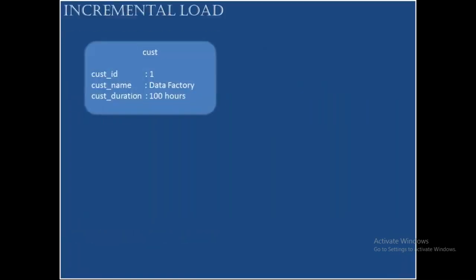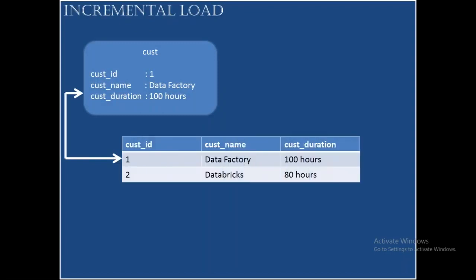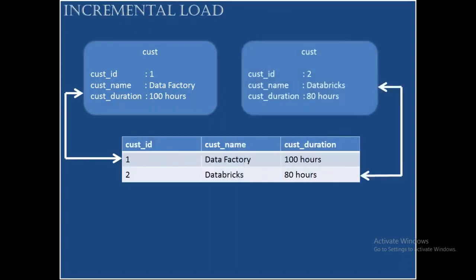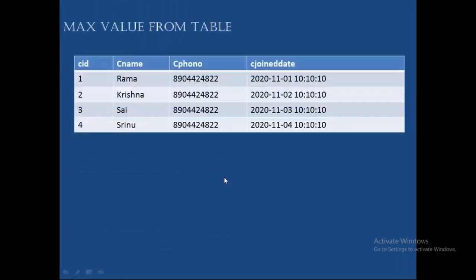Fine. Now, incremental load. See, I have this customer record, I'm inserting it into this table. Now I have another customer record, I'm inserting it into this table. So that's how the table gets the records. Now, the max value from this table. What is the max CID in this table? What is the max date time in this column of this table? Okay, the max ID is 4, and the max join date is 11/04.